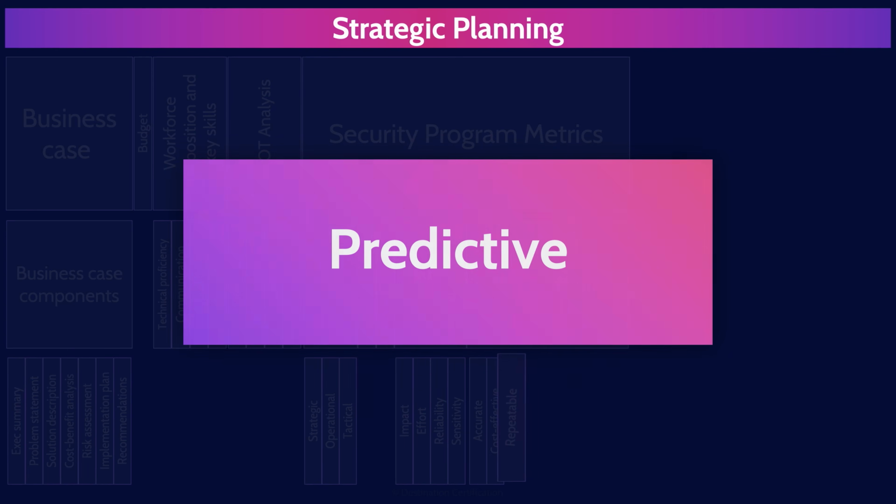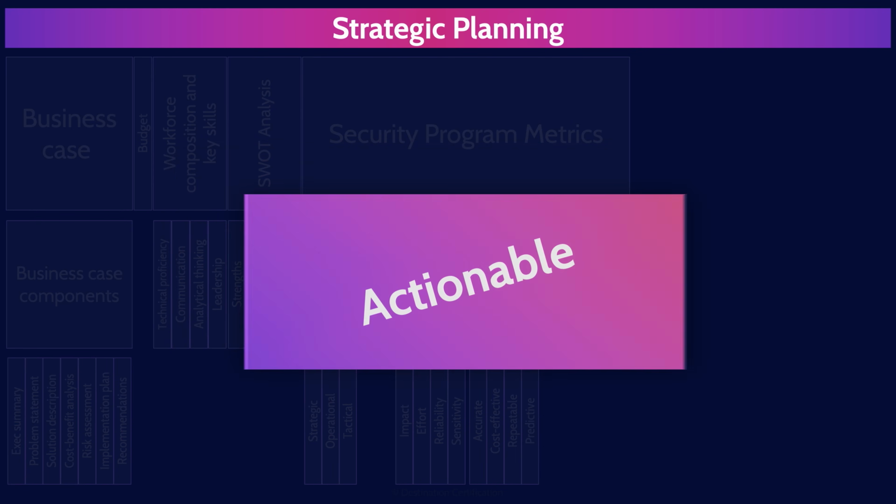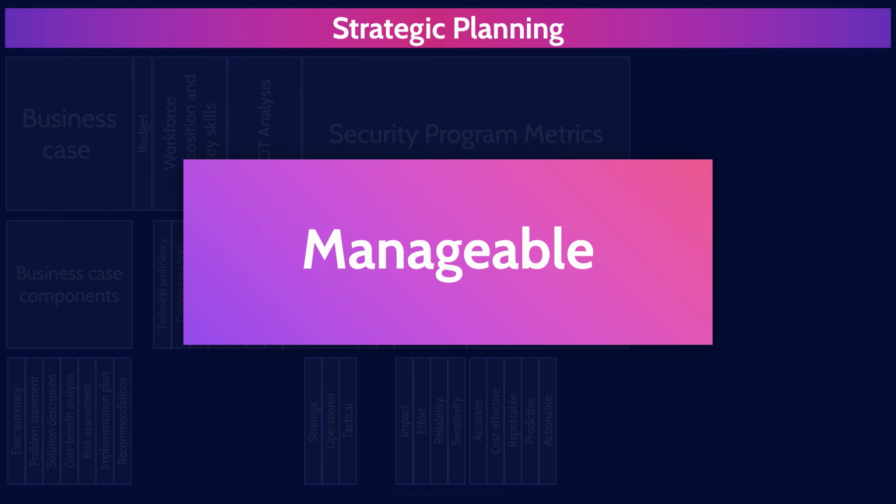Moving on, predictive metrics identify emerging trends before they become problems, enabling proactive investigation and risk mitigation. Actionable metrics provide clear guidance on required responses, linking measurements directly to specific improvement activities or risk mitigation steps. Building on this, manageable metrics are those that remain practical to track and act upon, staying within the team's capacity while still delivering meaningful value.